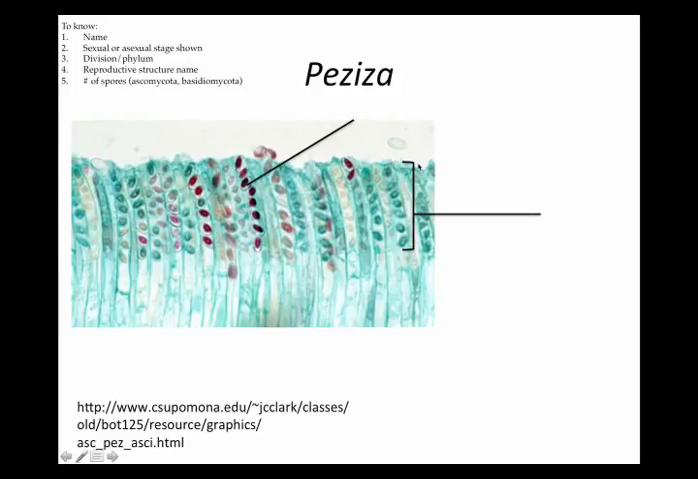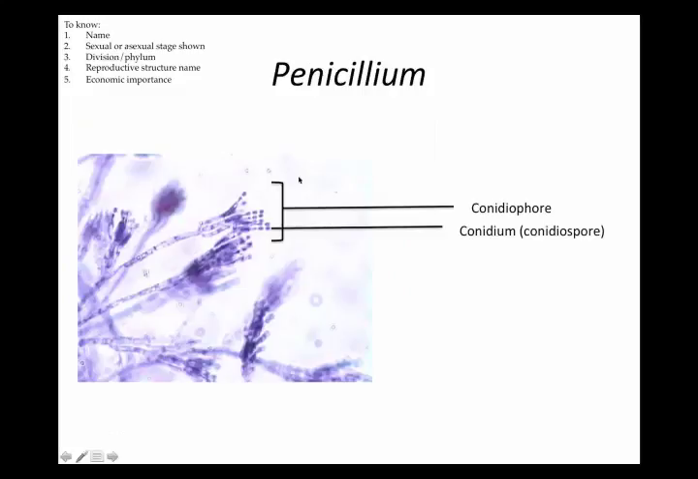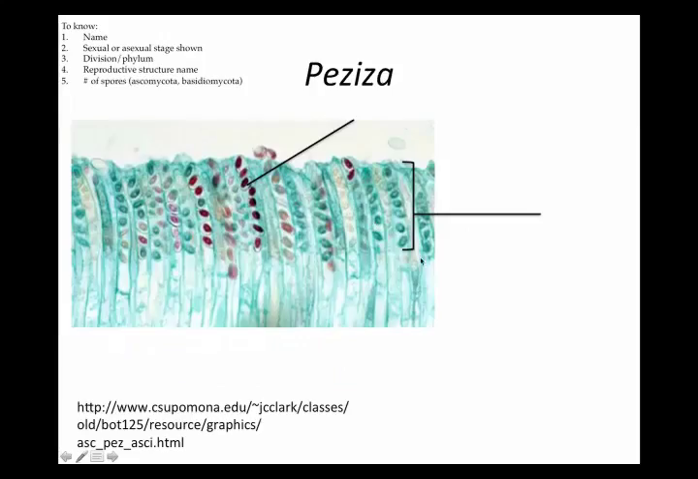And so in this asco, or the ascus, we have these asci. It's the plural, S-C-I, or ascus is singular, A-S-C-U-S. So just like the conidiophore, the ascus is the whole thing, and then within that we have the spores, which are called ascospores.